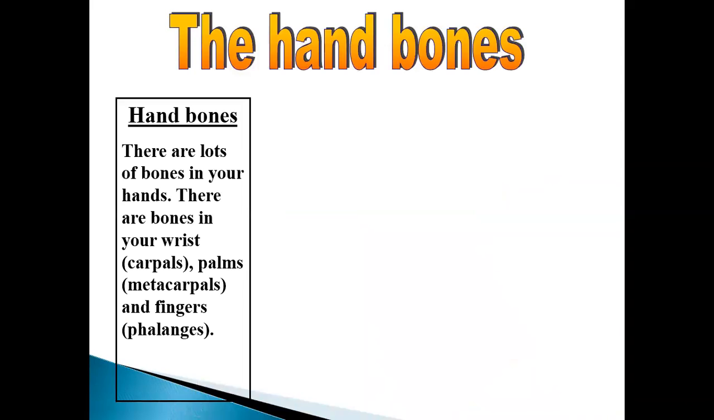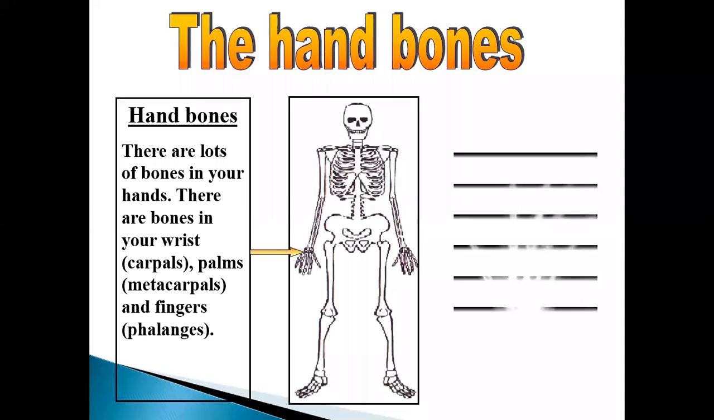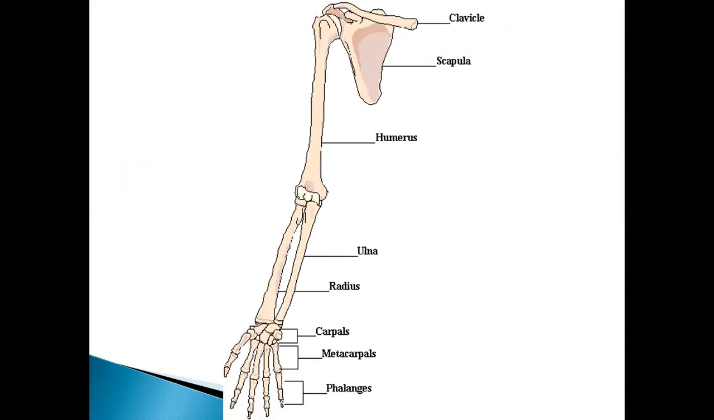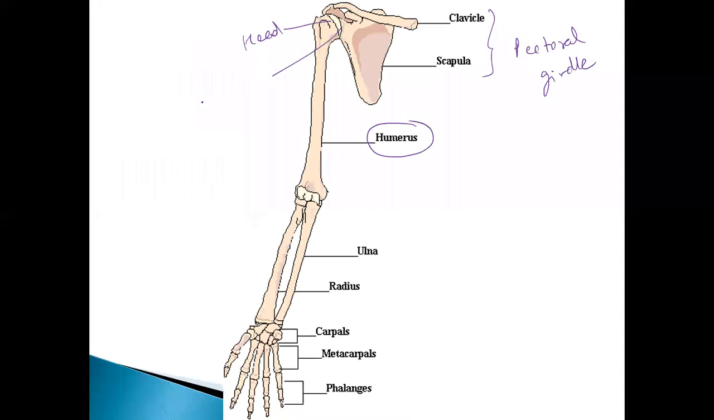Hand bones: there are lots of bones in your hand, basically 30. So we can say wrist, carpals; palm, metacarpals; fingers, phalanges. All these are your hand bones. So let's take it this way. This is clavicle, scapula, humerus. Clavicle and scapula together make a girdle, which we call the pectoral girdle. The head of the humerus fits into the cavity of the scapula. This cavity is called the glenoid cavity.